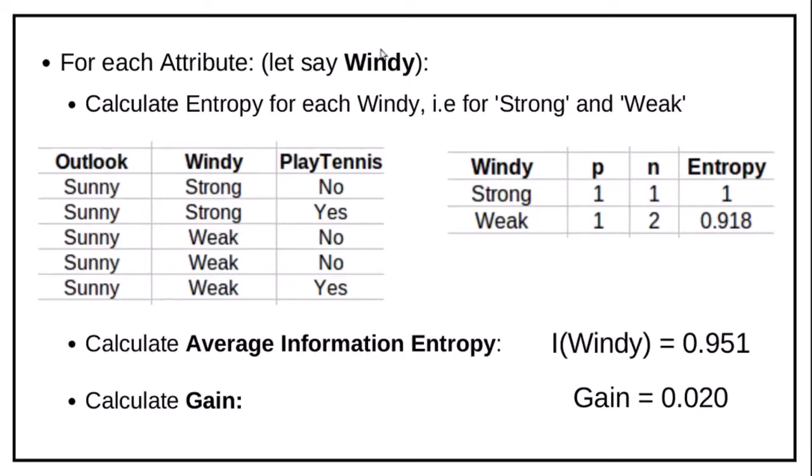Similarly, we will calculate for windy. Now again the outlook value should be sunny. Windy can have 2 values, strong and weak. According to that, for strong, how many positive values? 1. How many negative values? 1. So entropy is 1. And similarly, how many positive values for weak? 1 and negative values 2. So 0.918. Now you will calculate average information entropy, that will be equal to 0.951, and the gain, that will be 0.971 minus 0.951, that is equal to 0.020.